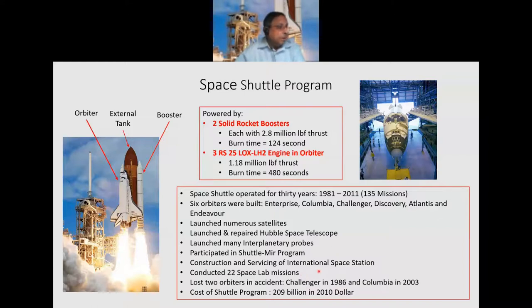But the space shuttle had some disasters. There were two accidents, and we lost two orbiters, Challenger in 1986 and Columbia in 2003. And although it was designed to provide cheaper space flight, it was very expensive: $209 billion in 2010 dollars.